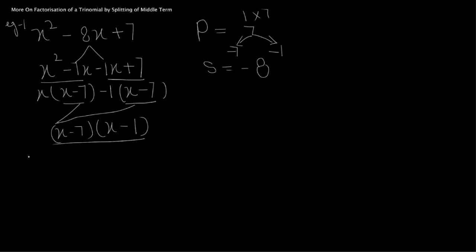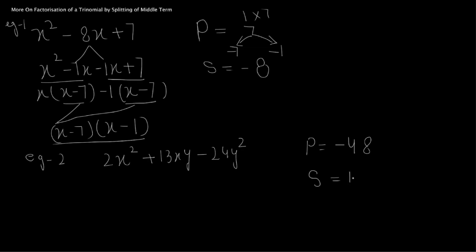Let's take another example. Let's say it's 2x squared plus 13xy minus 24y squared. Like I said, you have to take the coefficient of x square and the last term, in this case the coefficient of y square, as the product. The product in this case is minus 48, and the sum is the middle term, which is 13. So now we make factors of minus 48 such that their sum is 13.